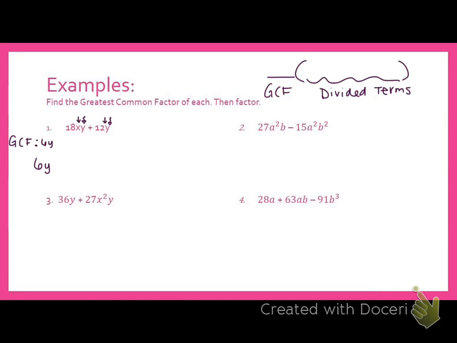So, we know based on this up here that we put the GCF out front, right? So we put the GCF out front, and we do some parentheses here. So I divide both terms by 6y. 18 divided by 6 is 3. x doesn't have anything to divide with, so that will stay x. And y divided by y is 1, so that stays there.